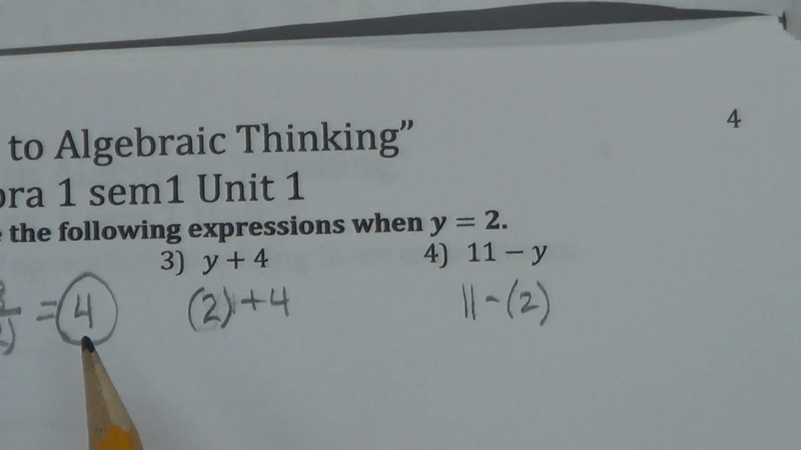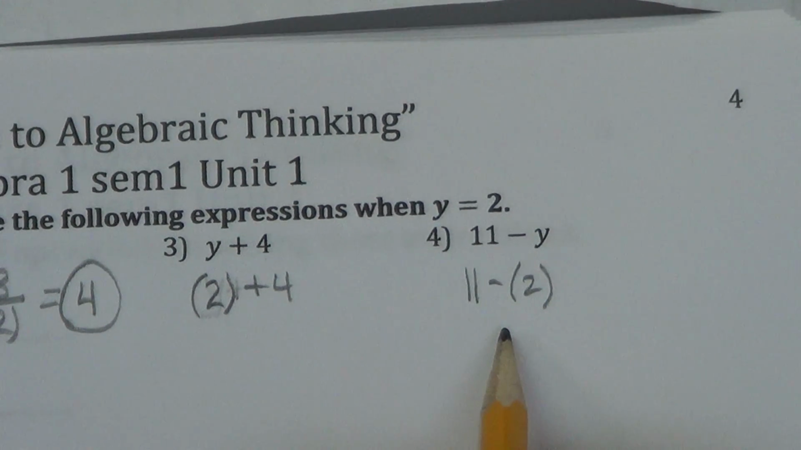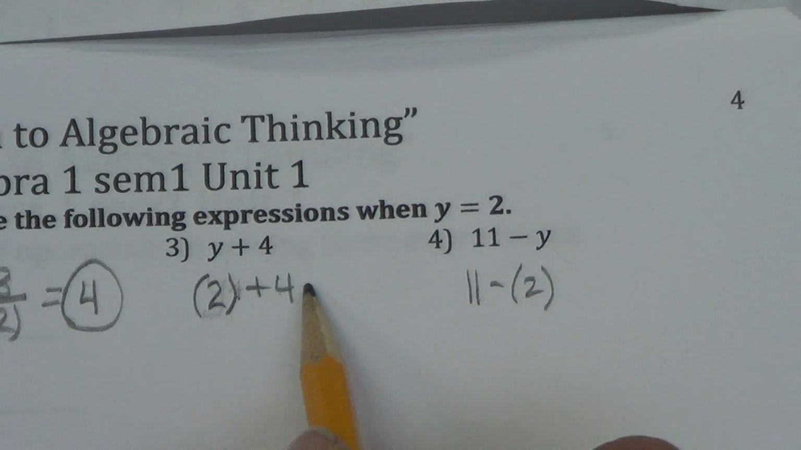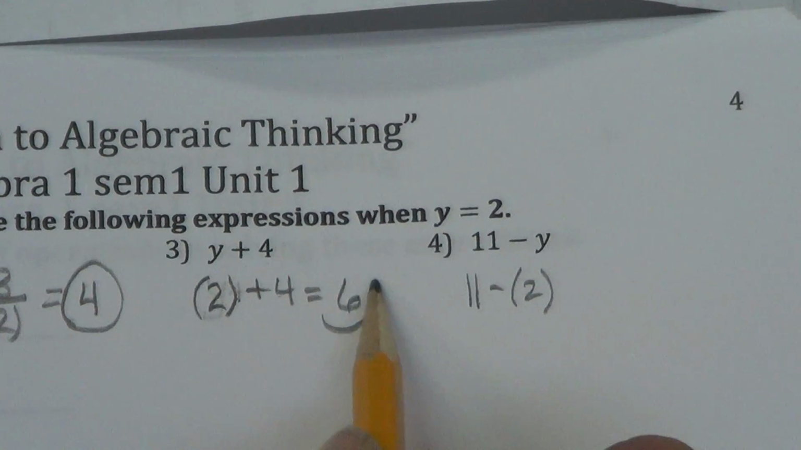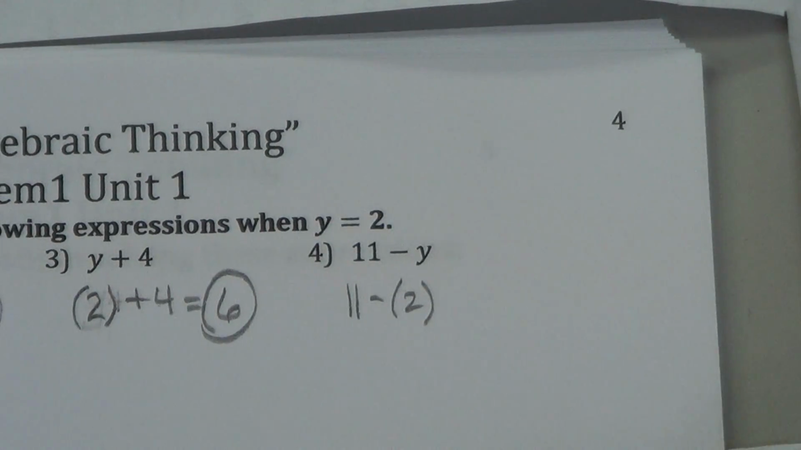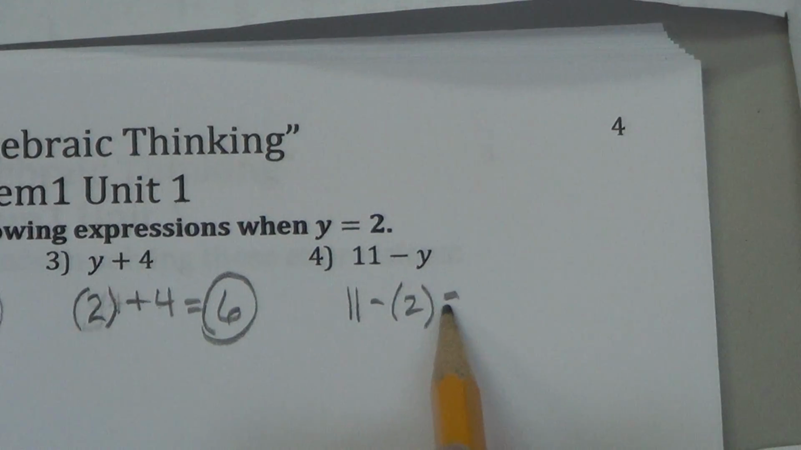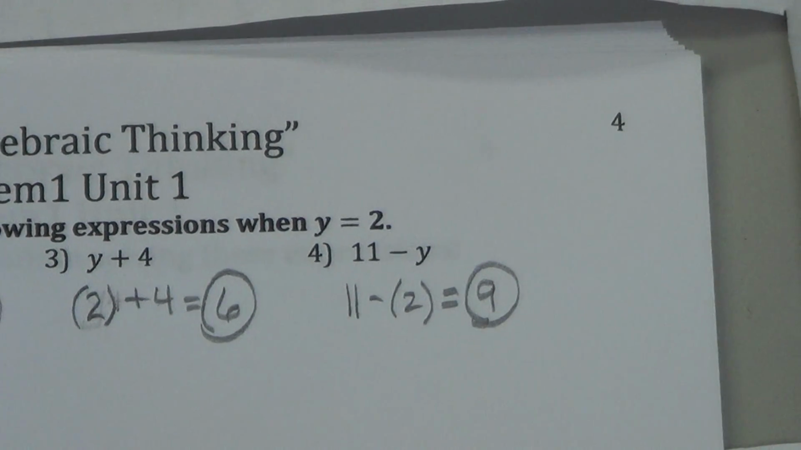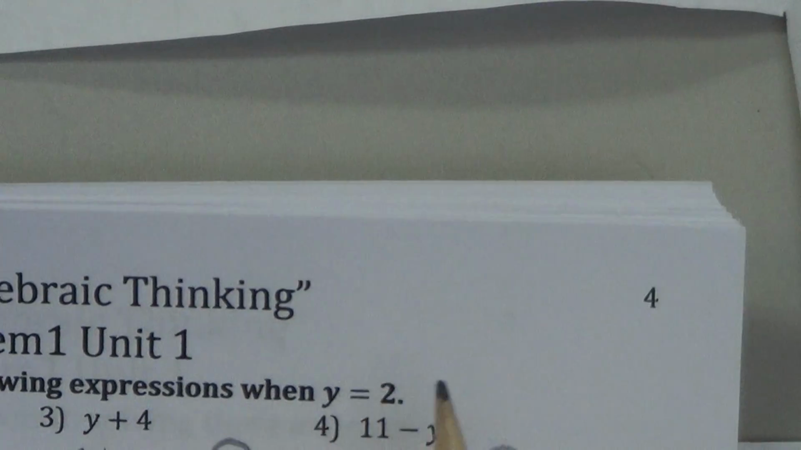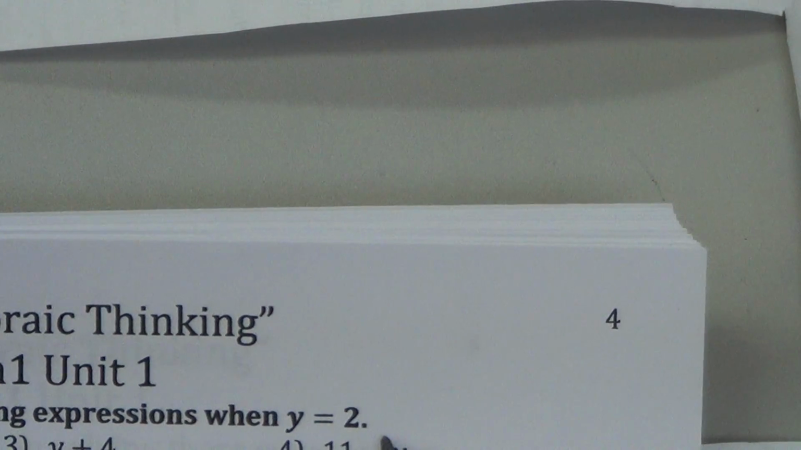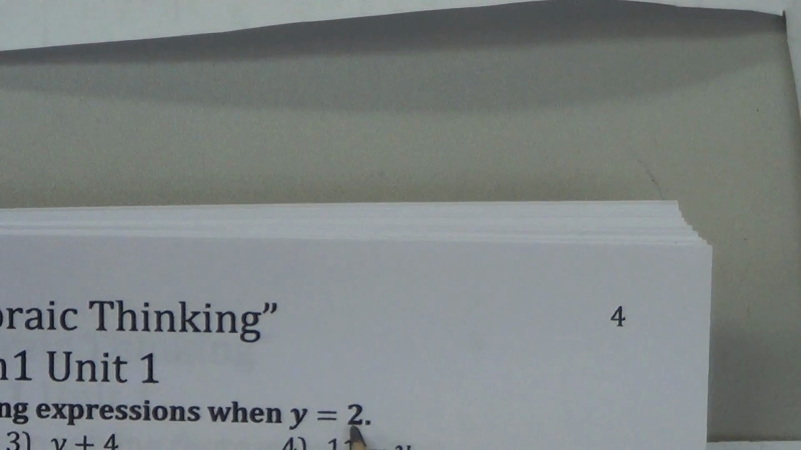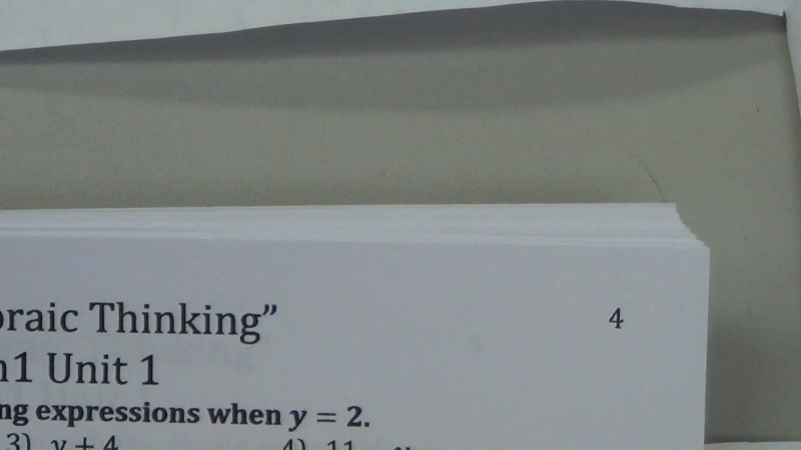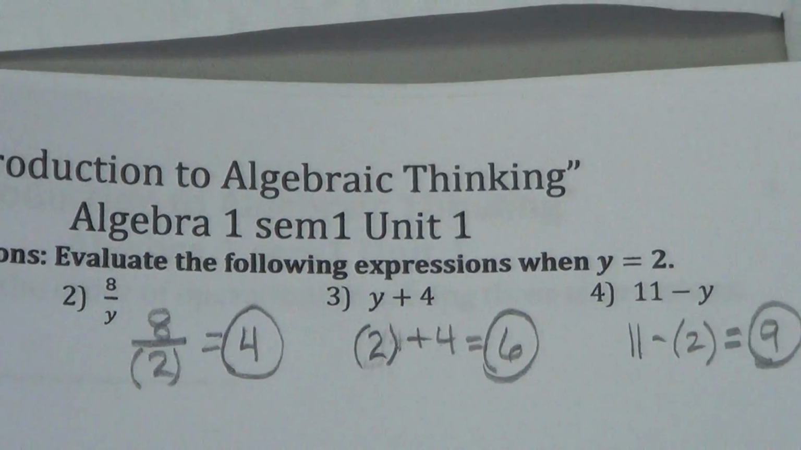This is what we call evaluating in math, is deciding what the final value is. 2 plus 4 is 6. So evaluating is finding the value of an expression. 11 minus 2 is 9. Now realize, because y is a variable, I may ask you another time to do those problems where y is equal to -3, and then you'd get completely different values. That's why we evaluate by plugging in.